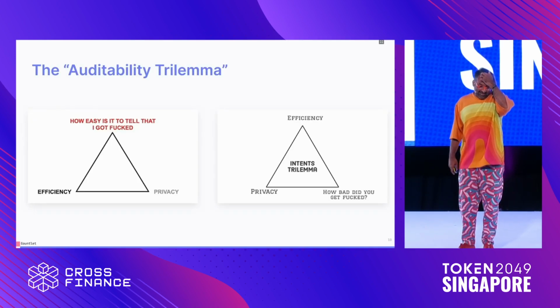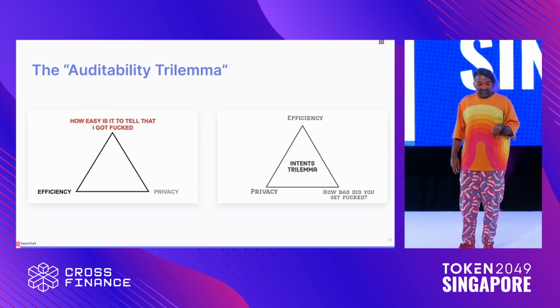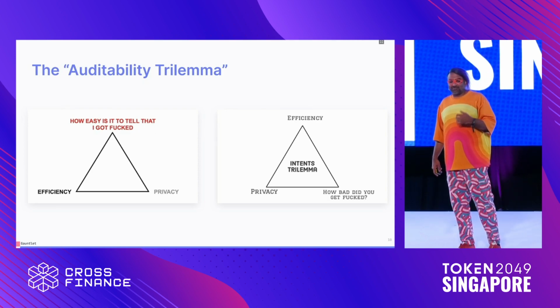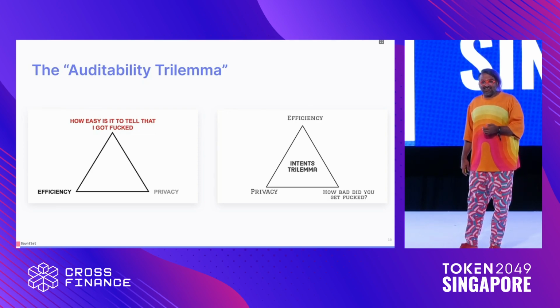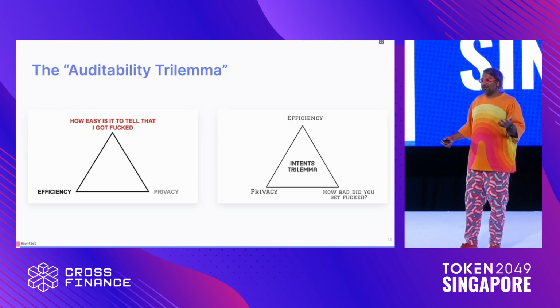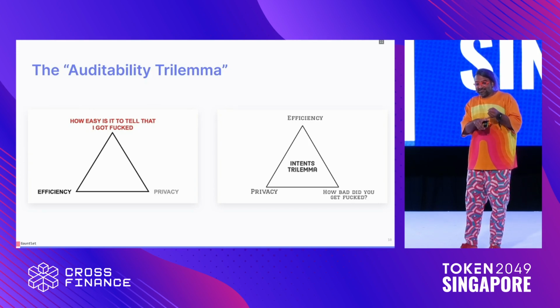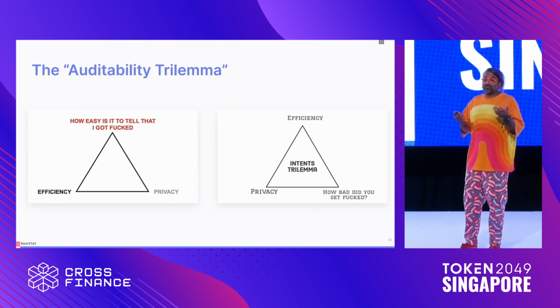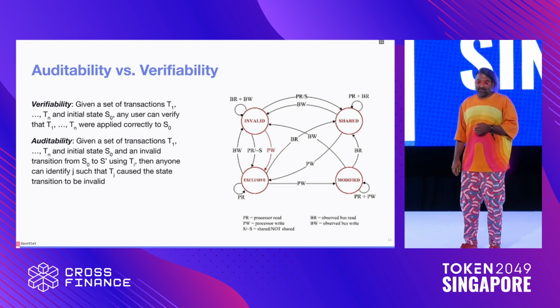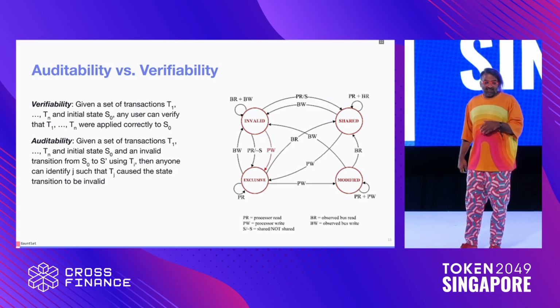So on a podcast once I said this colloquially, and then people decided to make this meme out of it. I think this is sort of the trilemma of auditability, which is the 3 things you might want. Is it easy to tell if I got screwed? Is this thing efficient? And do I have any privacy? And there's some sense in which you can't get all 3. So what does it really mean?